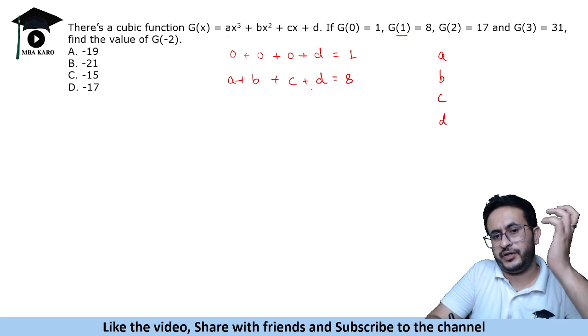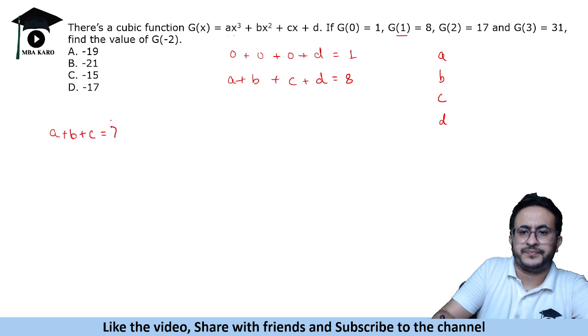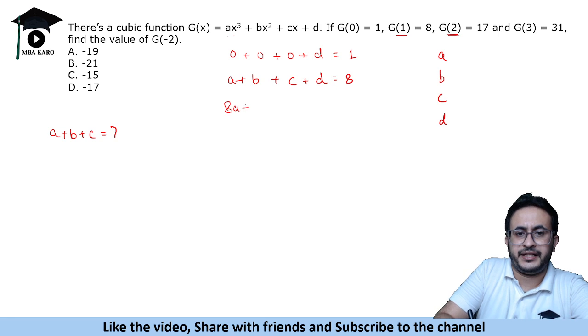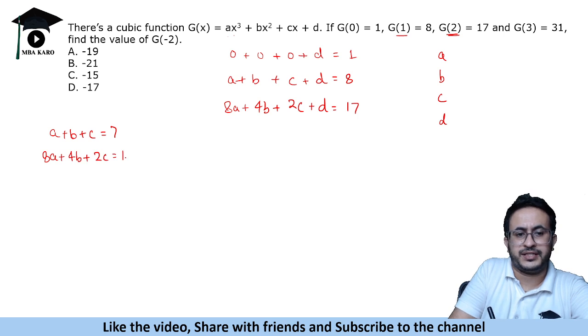Okay, so we already know the value of d, so we can get one equation as a plus b plus c is equal to 7. If we put x equal to 2, we will get 8a plus 4b plus 2c plus d, that is equal to 17. So we can get an equation like 8a plus 4b plus 2c is equal to 16.